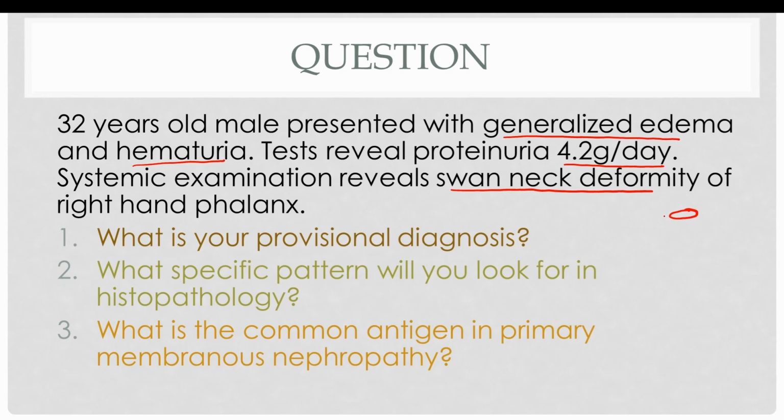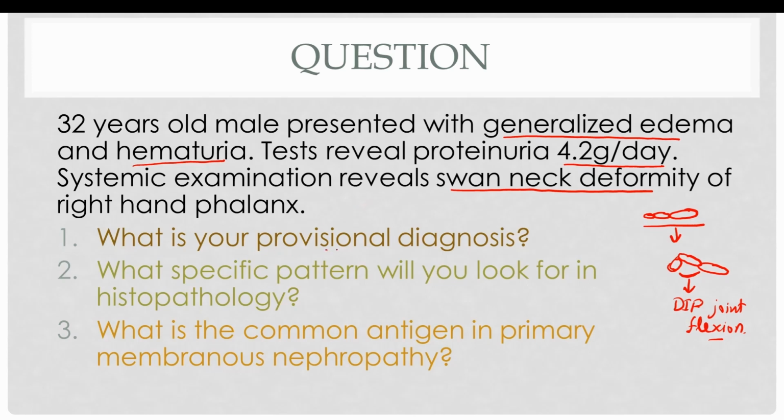So let's say this is the proximal phalanx, this is the middle phalanx, and this is the distal phalanx. This is the normal appearance. What happens in rheumatoid arthritis is that there is flexion of the distal interphalangeal joint. So swan neck deformity is a typical feature of rheumatoid arthritis. The drugs commonly used for the treatment of rheumatoid arthritis include NSAIDs, gold salts, and penicillamine. So these drugs are known to cause secondary membranous nephropathy.